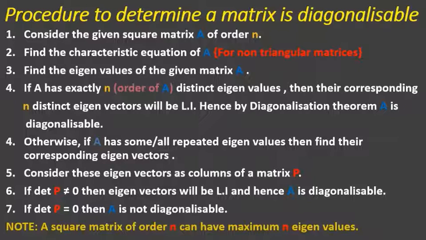After that, point number 5. Consider these eigenvectors as columns of a matrix P. So take a matrix P and just write these eigenvectors as columns of P. The next point: after taking the matrix P, evaluate the determinant. If det P is not equal to 0, then the eigenvectors are linearly independent and hence A is diagonalizable. Otherwise, if det P is equal to 0, then you will simply say that A is not diagonalizable. So here note, a square matrix of order n can have a maximum of n eigenvalues.